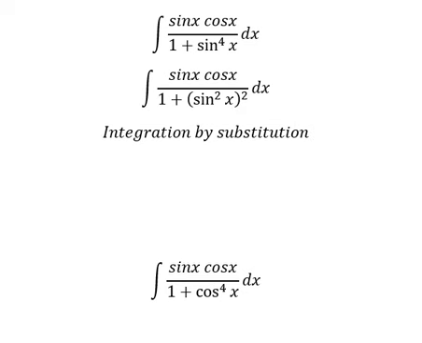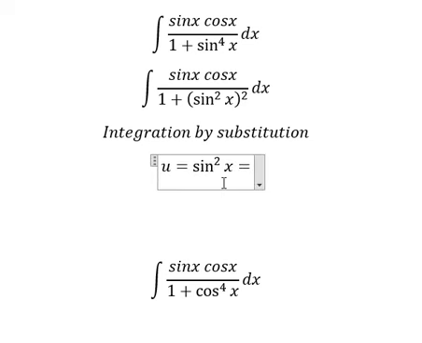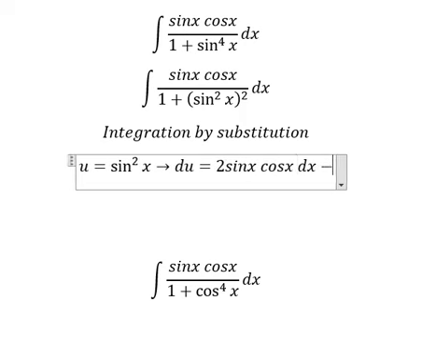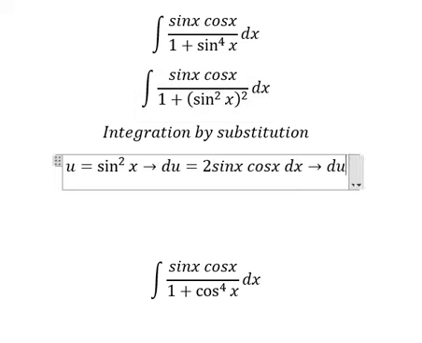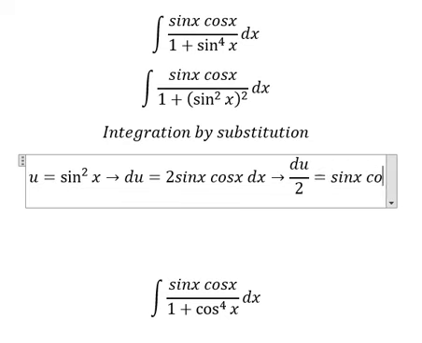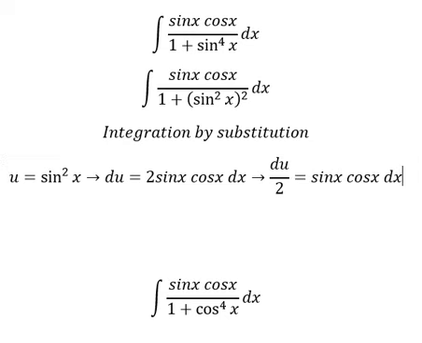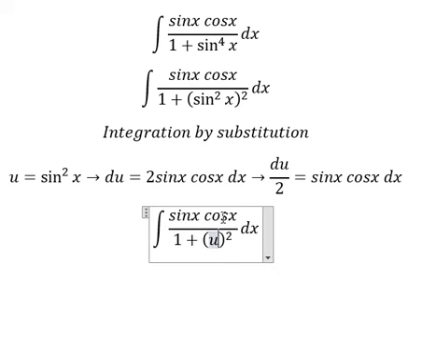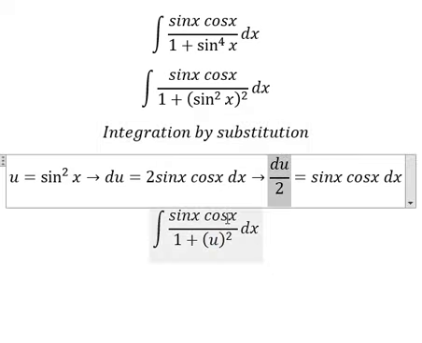So I will put u equal to sin x square. If we do first the derivative of this one, we have 2 sin x cosine x dx. Because we don't have number 2, we need to divide both sides by number 2. This one we change for u. Sin x cosine x dx we change for this one.